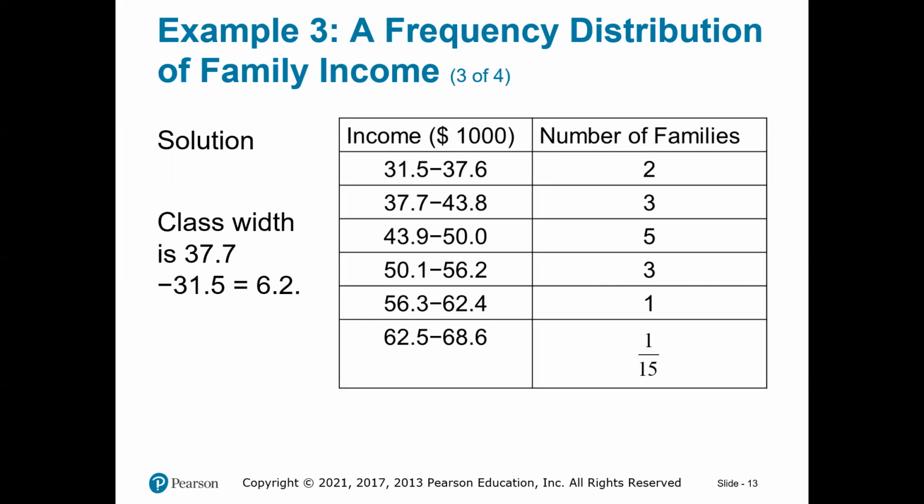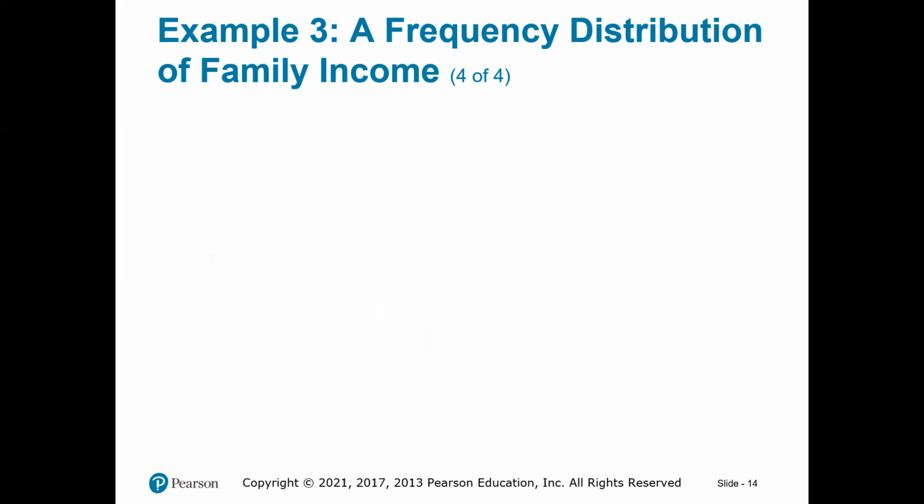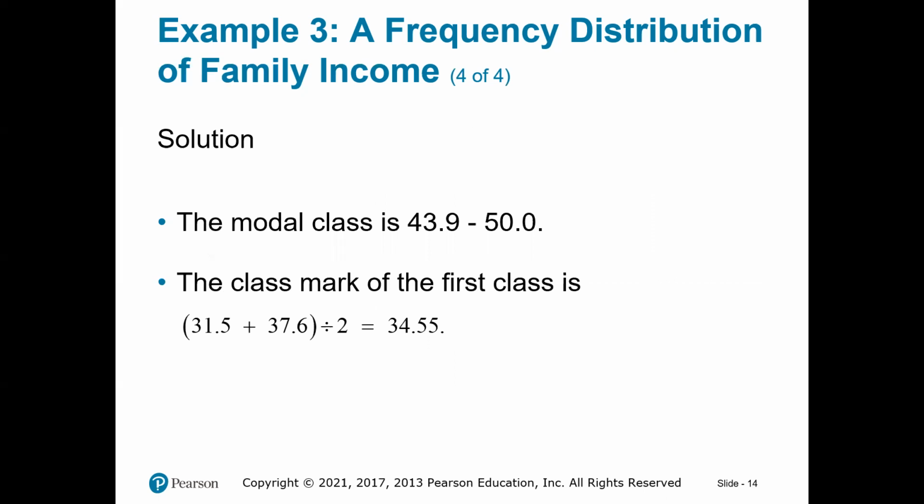The modal class is the class that occurs the most, which is this one here. The mode in general in statistics means the piece of data that occurs the most. So the class with the highest number of families is the one between 43.9 and 50. That's what they call the modal class. The class mark of the first class, the midpoint, is 34.55. You can do the class mark of the modal class, or any class: just add the endpoints and divide by 2.